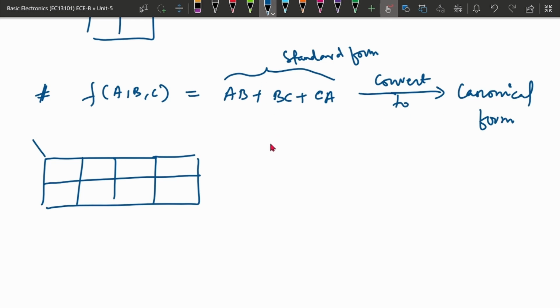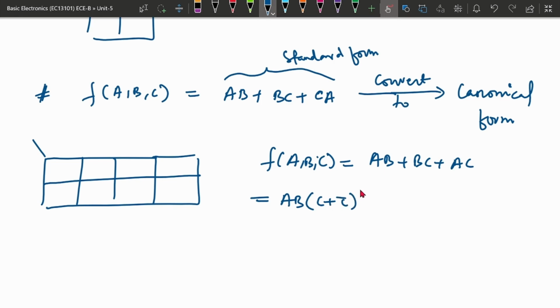Okay, so to convert this function, AB plus BC plus AC, into canonical form, each term should constitute all the variables. There are 3 variables, so each term should be written with all 3 variables. That will be your canonical form. So in the first term C is missing, so we will multiply by C plus C bar. We have already seen this. C plus C bar is 1, so AB multiplied by 1 will not have any effect on the function.